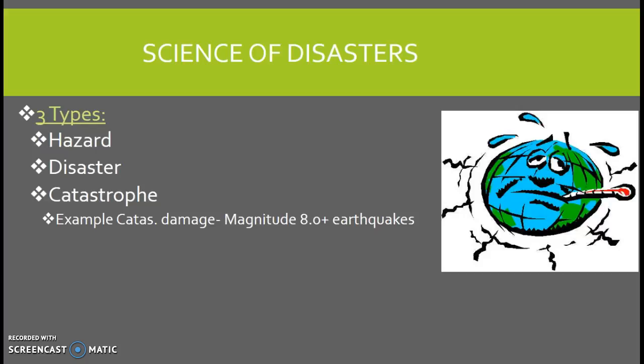A hazard is naturally occurring. It also affects humans. A disaster is the effect of a hazard on society. It usually damages property, causes injuries, or even loss of life. And then a catastrophe is a massive disaster.